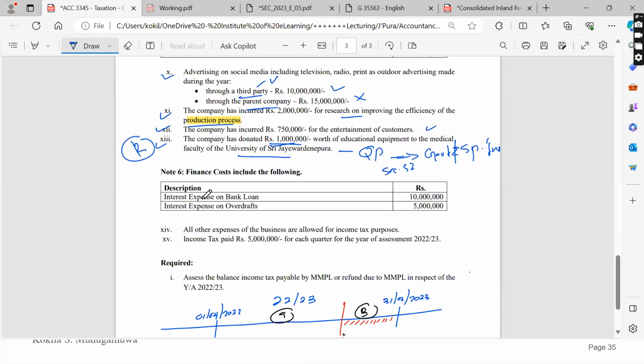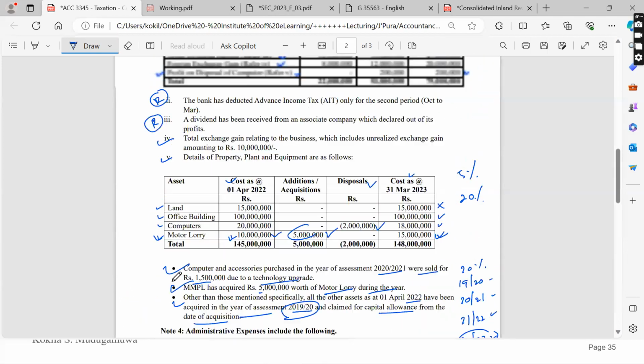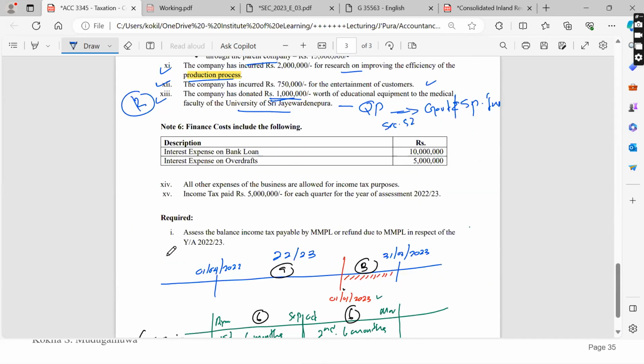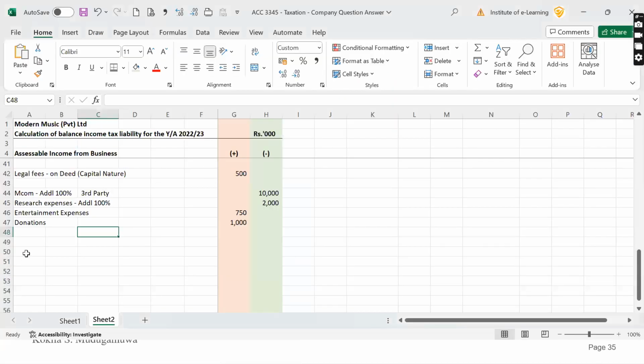Finance cost including the following. Here we need to remember qualifying payment, and here the investment income things we have to remember. And then finance cost, the last adjustment. Interest expenses on bank loan and interest expenses on OD, 15 million altogether. Anyway, we missed the finance cost adjustment here. Here we'll do the finance cost adjustment.